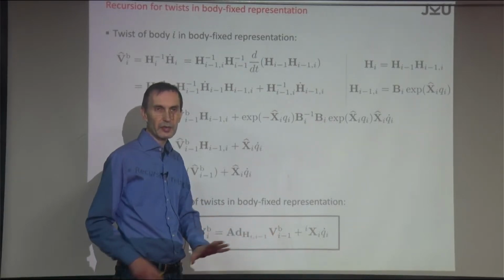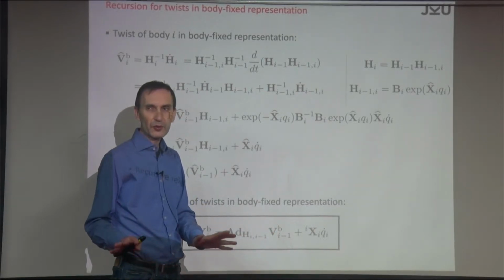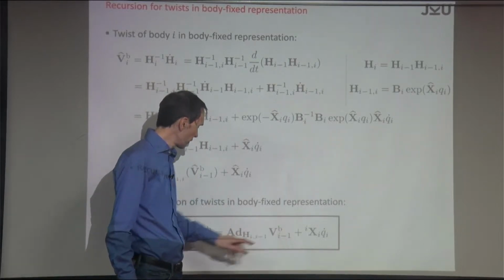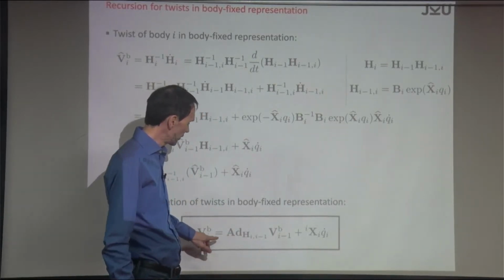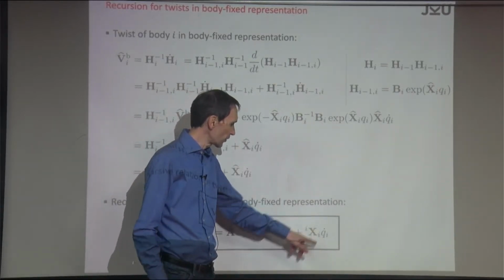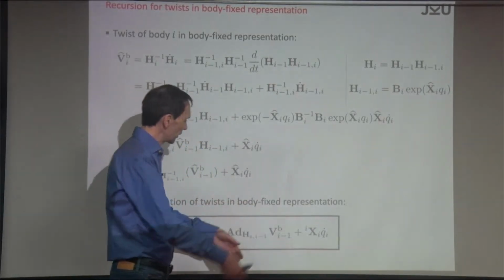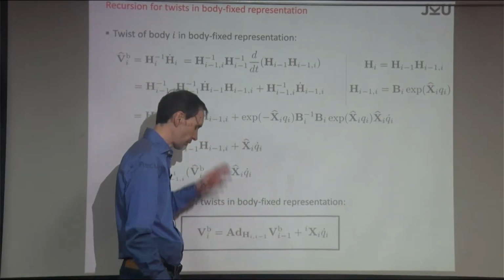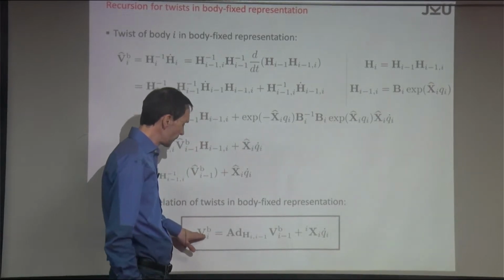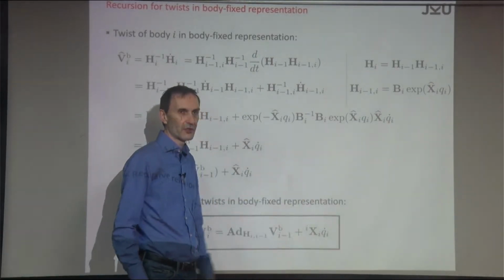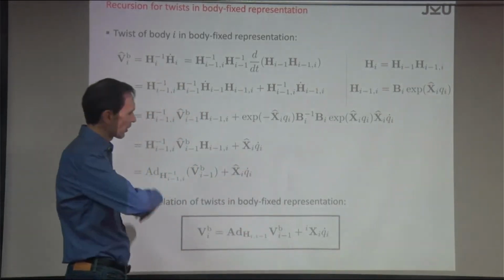So 0 was the ground. For our systems at the moment, the ground is not moving. So this is 0. So the velocity of the first body is just x1 times q dot 1, which makes sense. And then V2 is the transformation of this V1 plus, and so on and so on. So what you do is recursively evaluating.